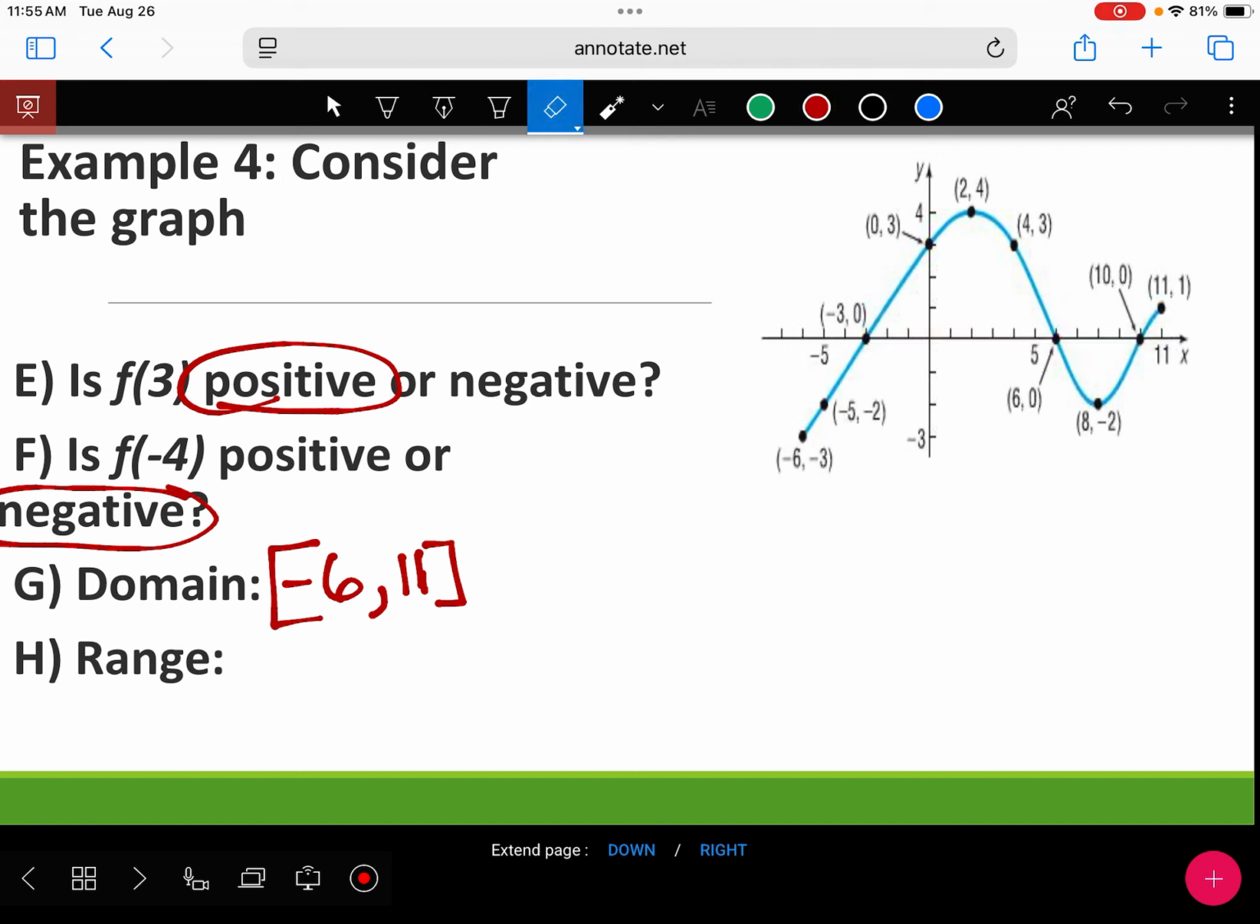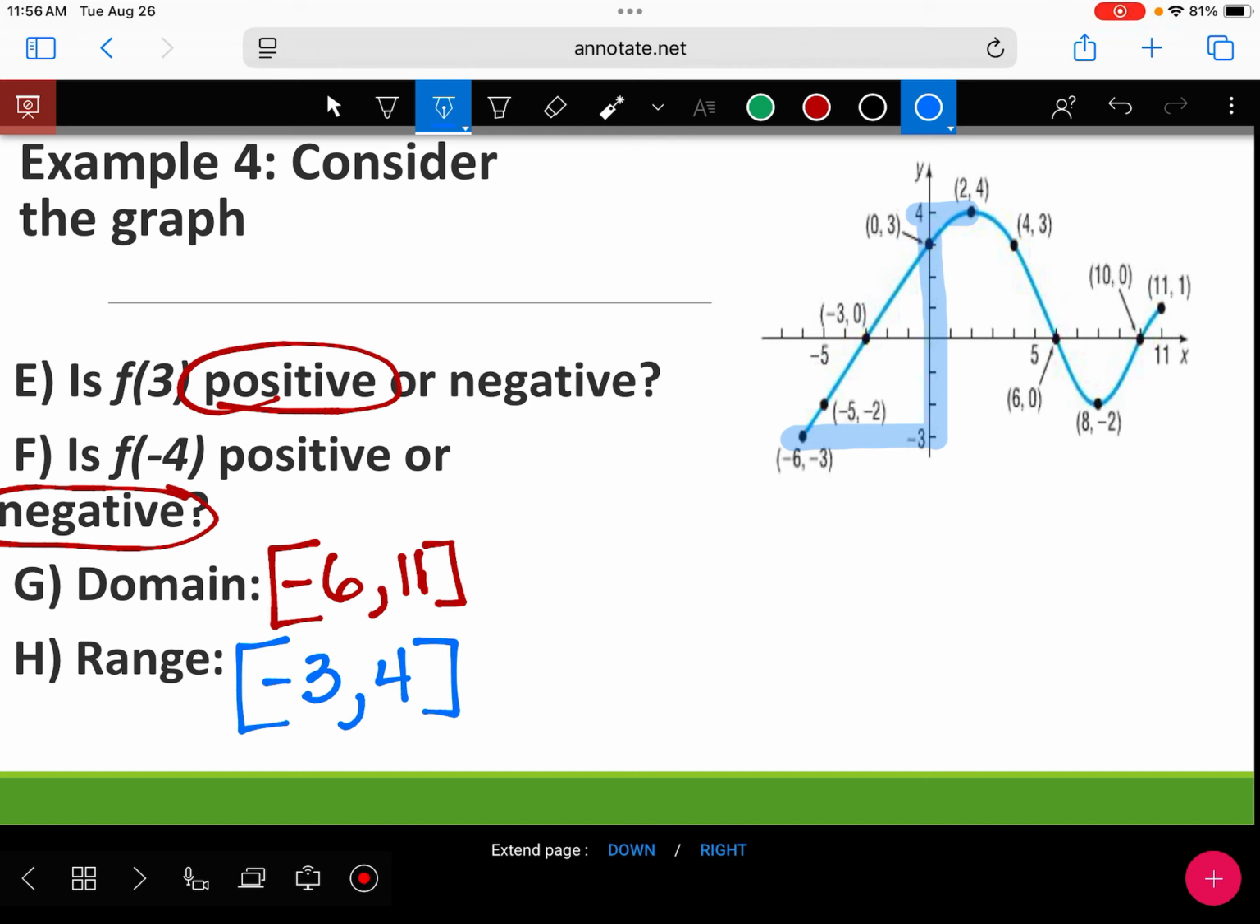Now let's talk about the range. So the lowest point is here. The highest point is here. So what are my y values? The lowest y value would be -3, and the highest it goes is +4. Okay, any questions so far?